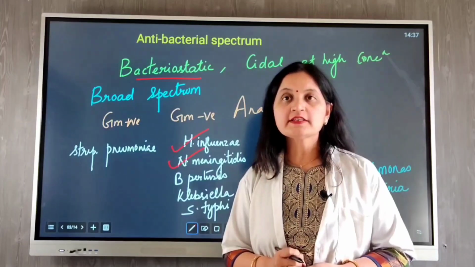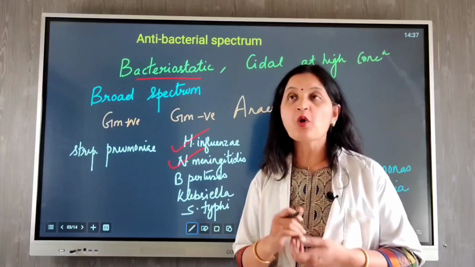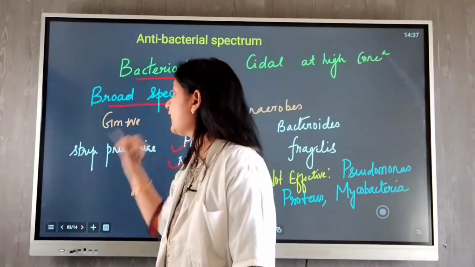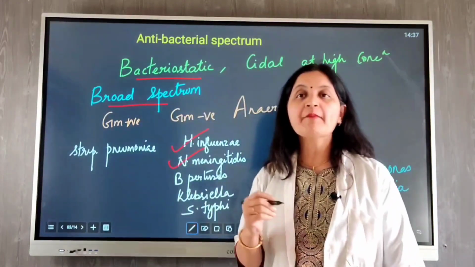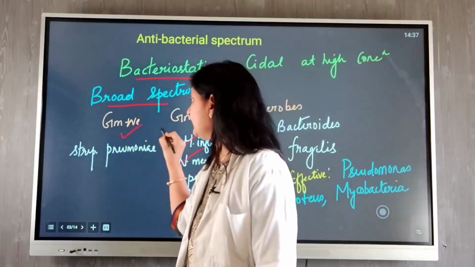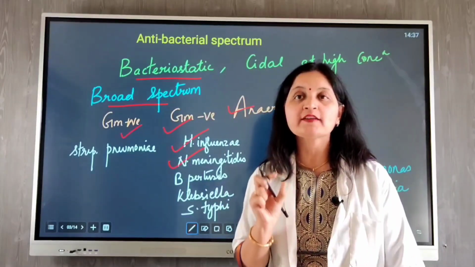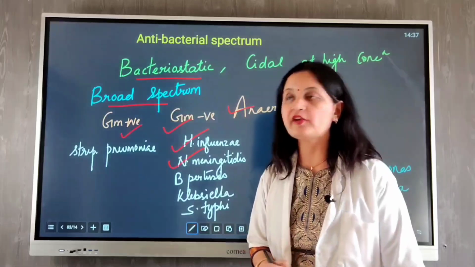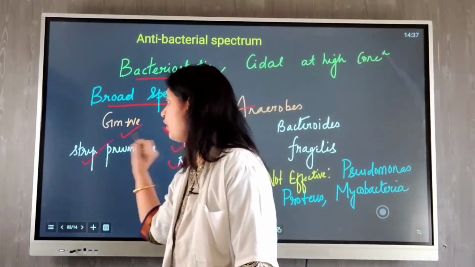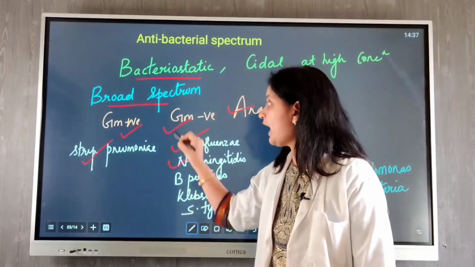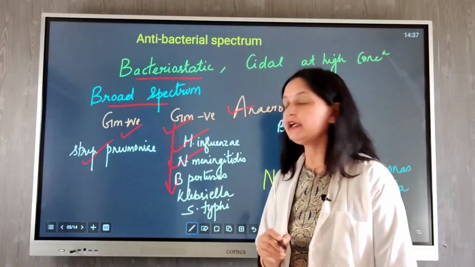Now chloramphenicol, similar to tetracycline, has a broad spectrum action, which means that it is effective against gram-positive bacteria, gram-negative bacteria and anaerobic organisms such as Bacteroides fragilis. An example of a gram-positive organism is Streptococcus pneumoniae. It is highly active against gram-negative organisms.